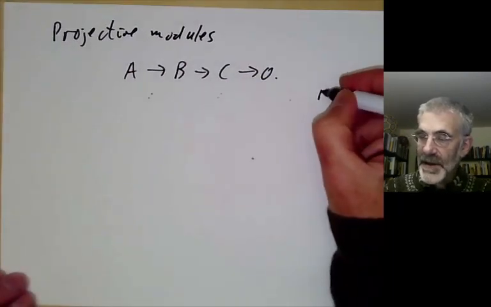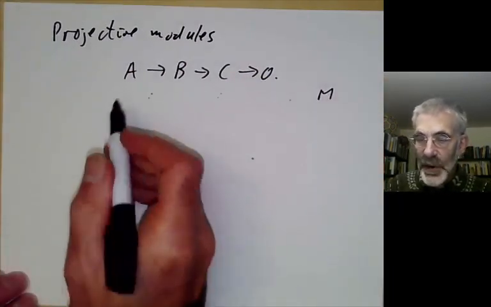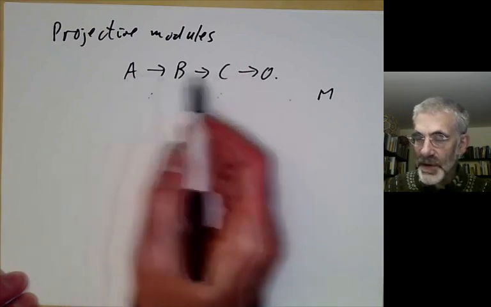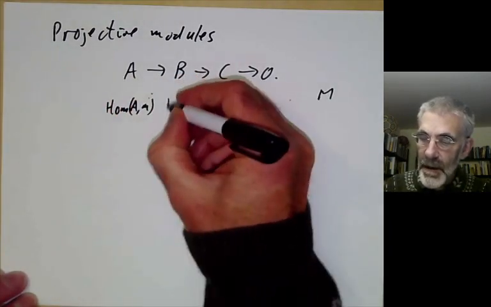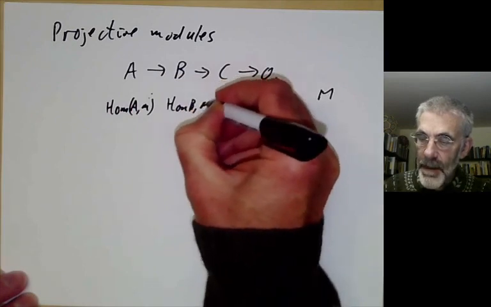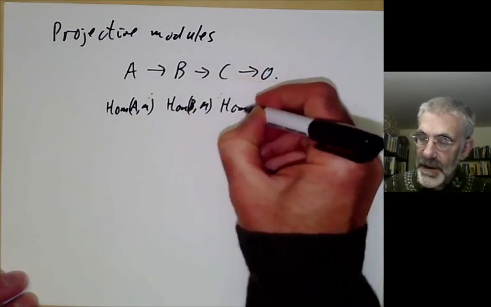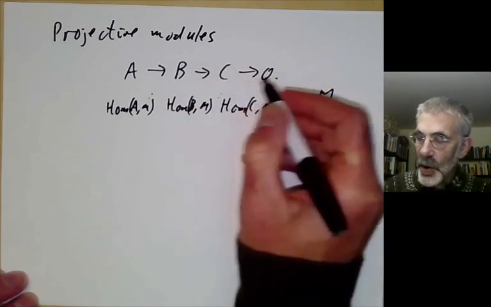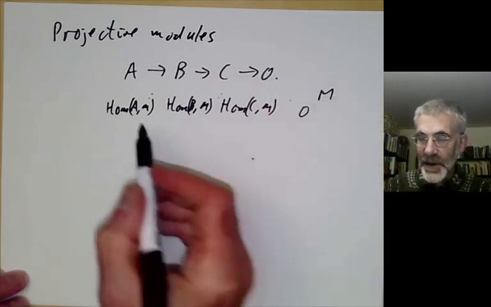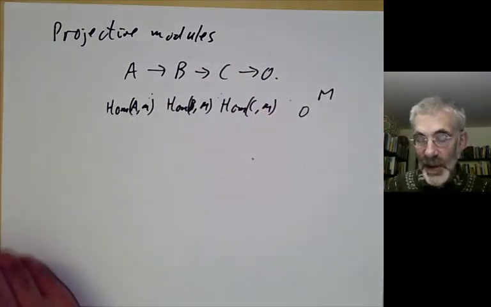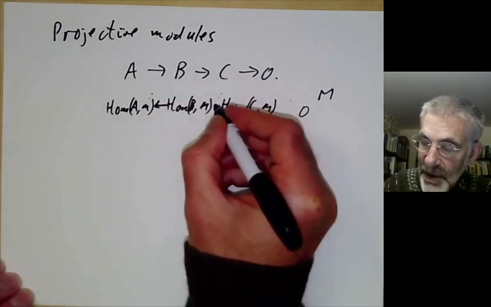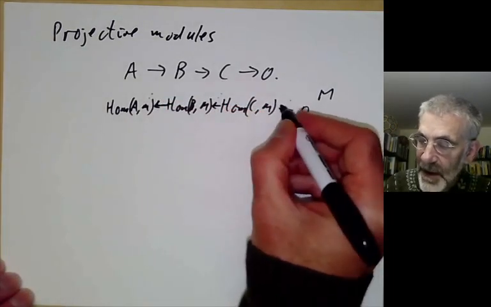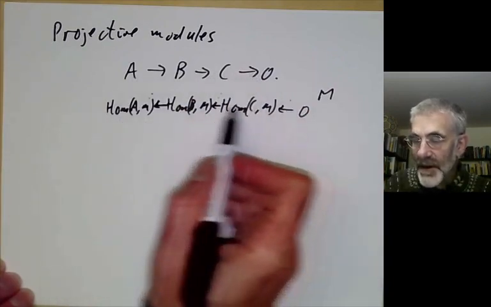And suppose M is another module over some ring. Then we can look at homomorphisms of these modules to M. So we get hom A to M, hom B to M, hom C to M, and hom from 0 to M, which is of course just 0. And I want to make these into an exact sequence. And the only tricky point is the arrows go in the opposite direction to what you might expect. So here the arrows are going rightwards and here they're going leftwards.